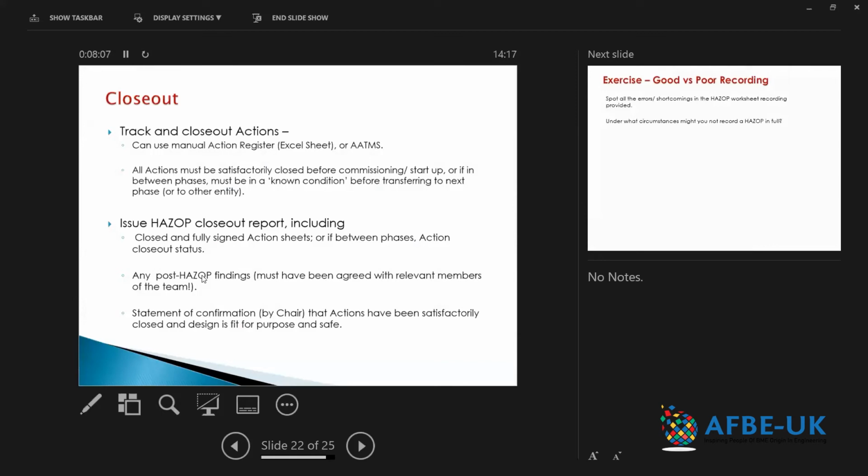In terms of closing out, you've obviously got to then track those actions and close them out. You could use any means, just a manual Excel sheet, or you could use an automated action tracking and management system.